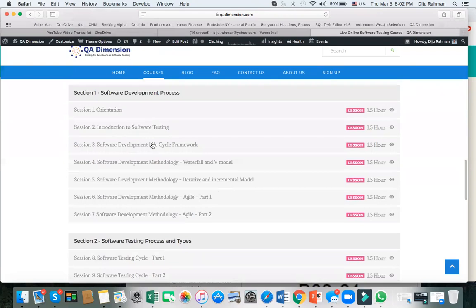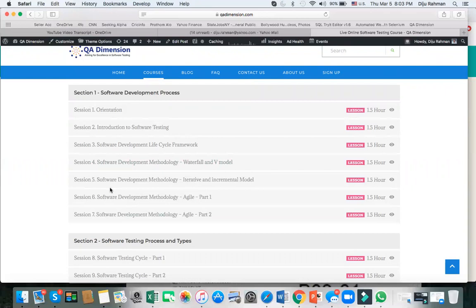So basically I'm just going to quickly go over the session sections. Section 1 will be an introduction to software testing, then the SDLC lifecycle. Then we'll talk about some different methodologies. So let's focus on section 1.